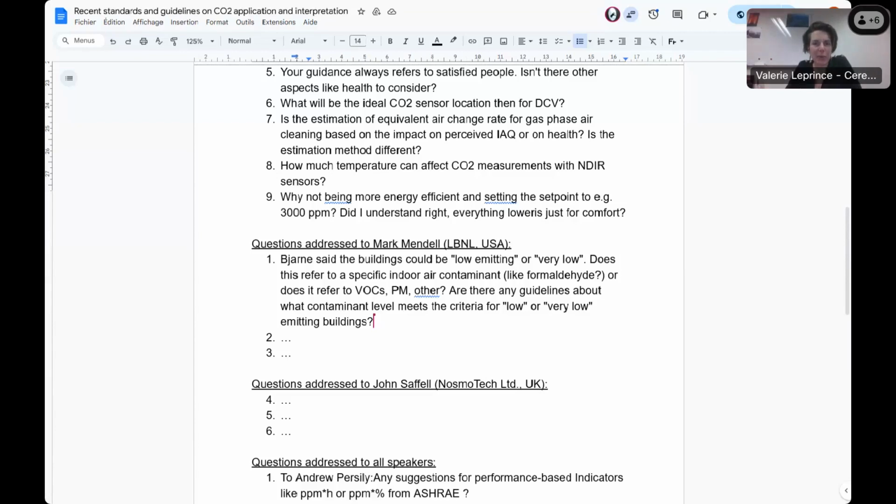Yeah, I think we see a different approach between Europe and the US when we see your representation now. And here is a question of a comparison of the building emission, but said the building could be low emitting or very low. Does this refer to a specific indoor air contaminant like formaldehyde, or does it refer to VOC, PM, or other? Are there any guidelines about what contaminant level meets the criteria for low or very low emitting building? So I think this is more a question to Bjarne here. So maybe Bjarne, you can answer it while we collect questions from Mark.